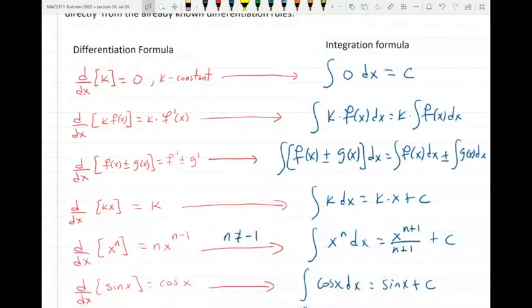So, I don't understand the first one, like the constant. I don't understand the 0, like. 0 is a function. So the question is, what's an antiderivative of the 0 function? Okay, yes, now I understand.